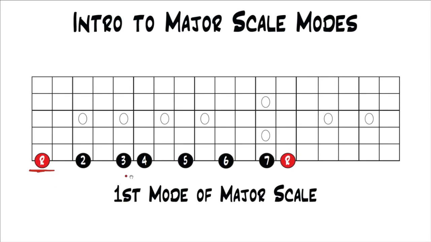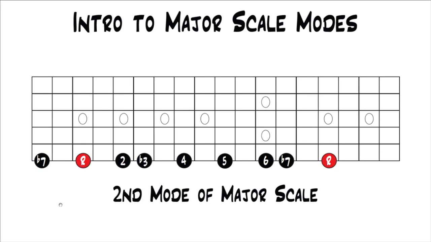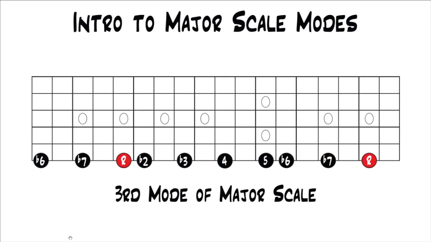So if you're playing an F major scale, that's the first mode of the major scale, and it's just an F major scale. If you're playing from the second note of the F major scale, the parent major scale of this second note, which is G, so this is the second mode of the major scale and it starts on G. The parent major scale is the original major scale, which was F.